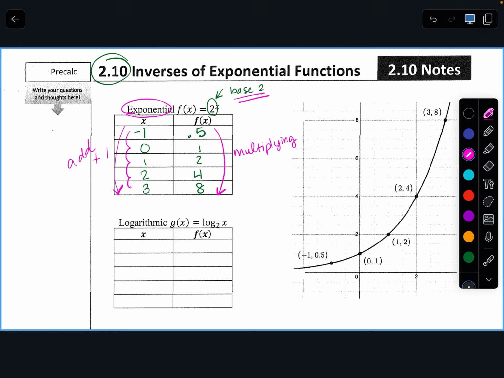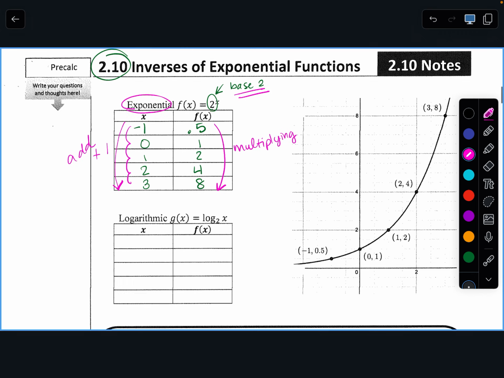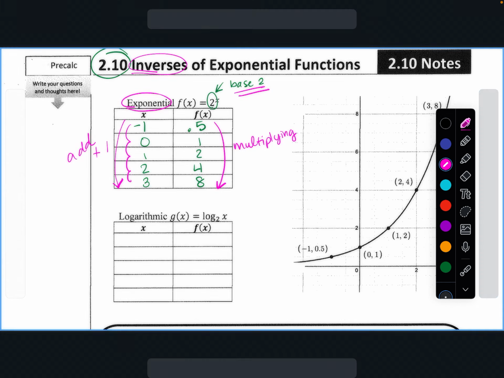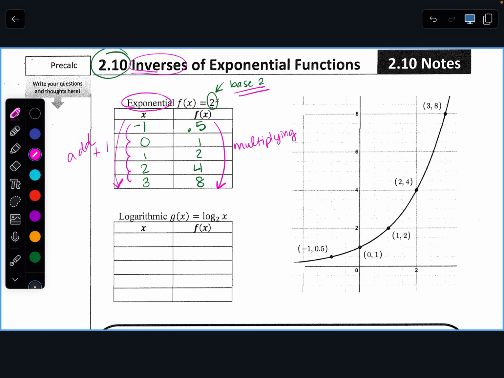So let's talk about what that idea of an inverse is. Remember that an inverse is a reflection over that x comma y point. So if I just go ahead and really quickly draw in the line where x equals y, (1, 1), (2, 2), (3, 3), and so on, it'll look something like this. This is my line x equals y, and if you have an inverse, it will reflect over that line.